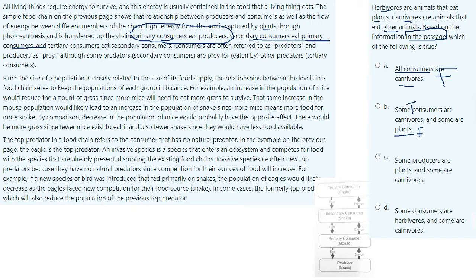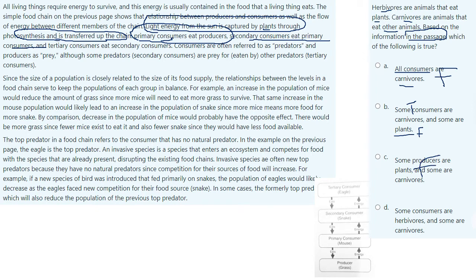Well, if we look at the beginning, light energy from the sun is captured by plants. Photosynthesis is transferred up the food chain. Okay, so producers capture the energy from the sun. Producers are plants. Producers are not carnivores. This is false.